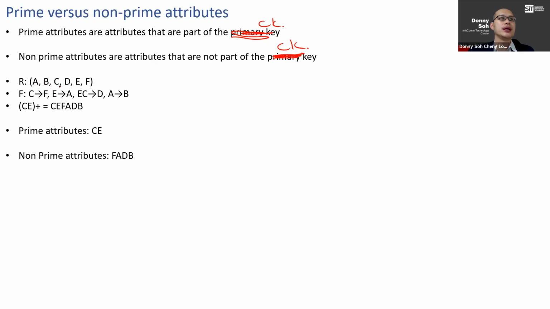So assume we have this relation and these FDs, and we have found that the primary key of this table is CE. Assume that this is the only candidate key we can find. The prime attributes will then be C and E because they are part of my candidate key. And the non-prime attributes are F, A, D, B. These are all the non-prime attributes. So that's just a simple definition between prime and non-prime.